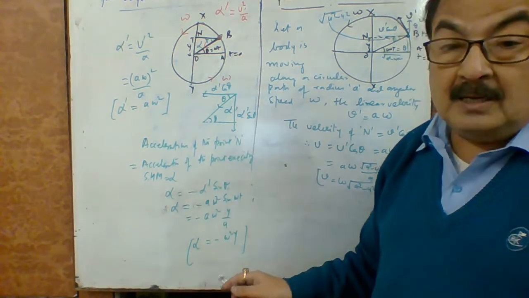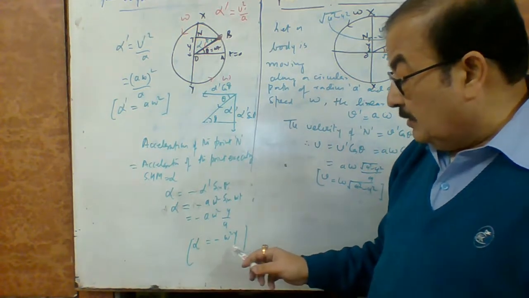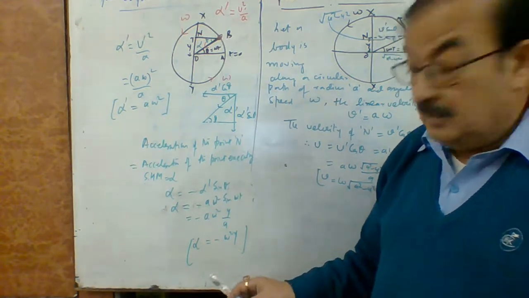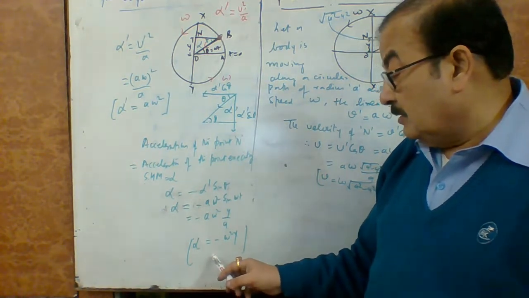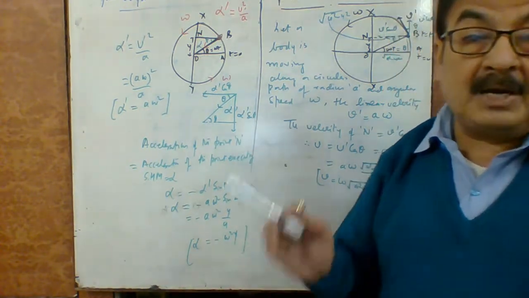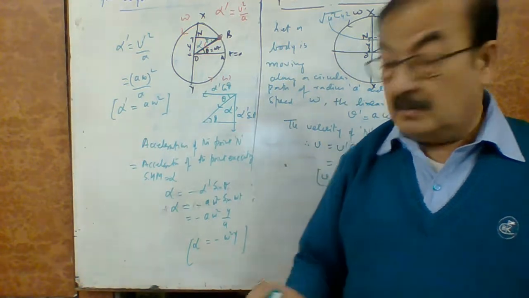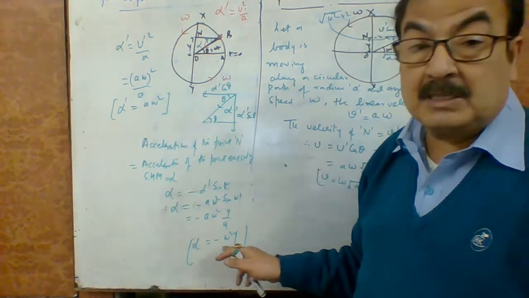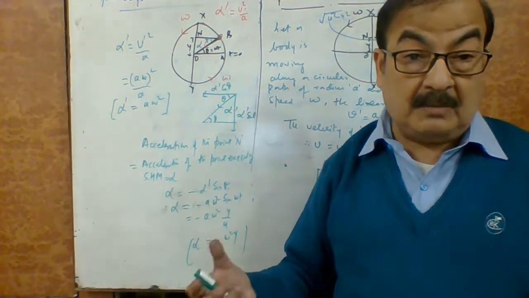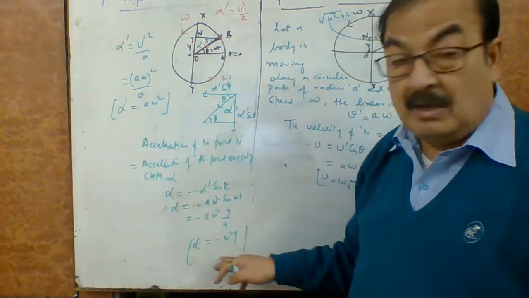And from this it is very clear that when we have y equal to a, then we have alpha equal to maximum. That means maximum acceleration is found at the extreme point, because when displacement is maximum, that is the amplitude, when it is equal to the amplitude, there we get the maximum acceleration.